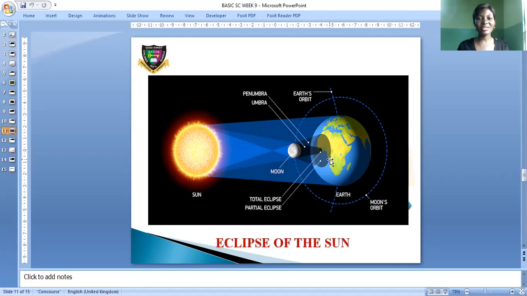Eclipse normally occurs every year in some parts of the earth. Solar eclipse, as at this year, occurs in India on June 21st. June 21st, solar eclipse occurs in India, and some parts of India experienced solar eclipse this year, June 21st, 2020. Now, let's move on to the lunar eclipse.